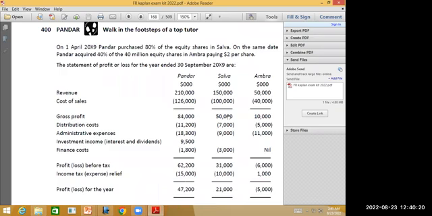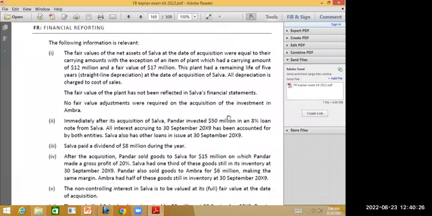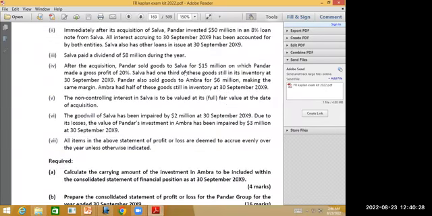How many shares has the parent acquired in the associate? It's 40%. The parent company has acquired 40% shares in the associate company. So please read this paragraph and make the accounting entry for both the cases.